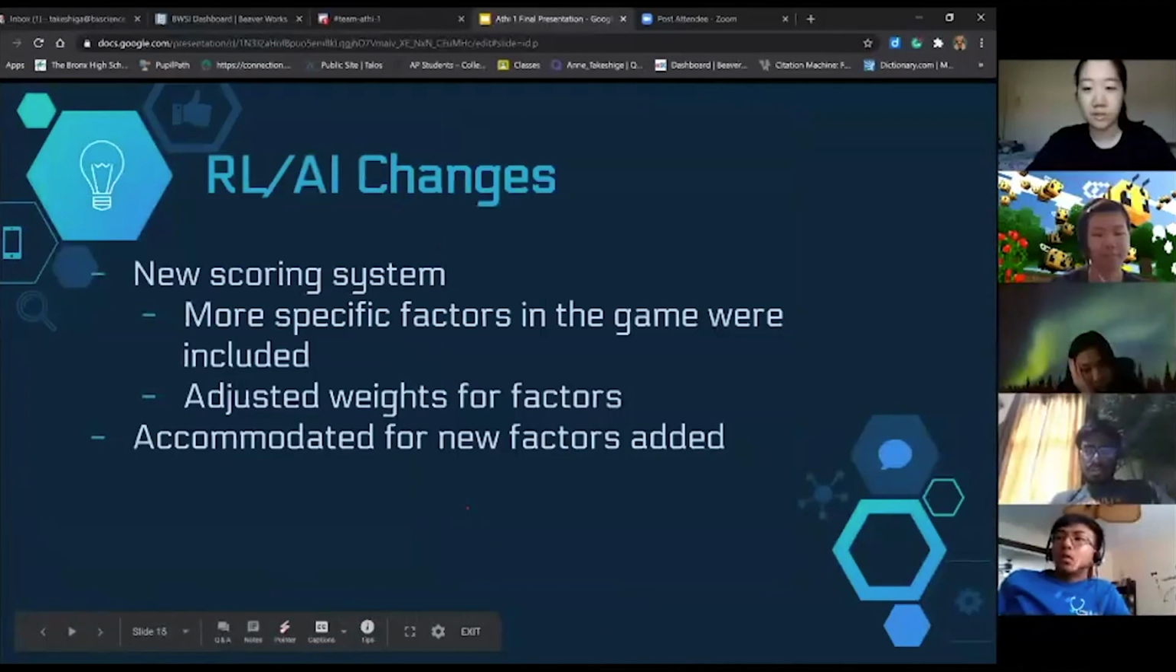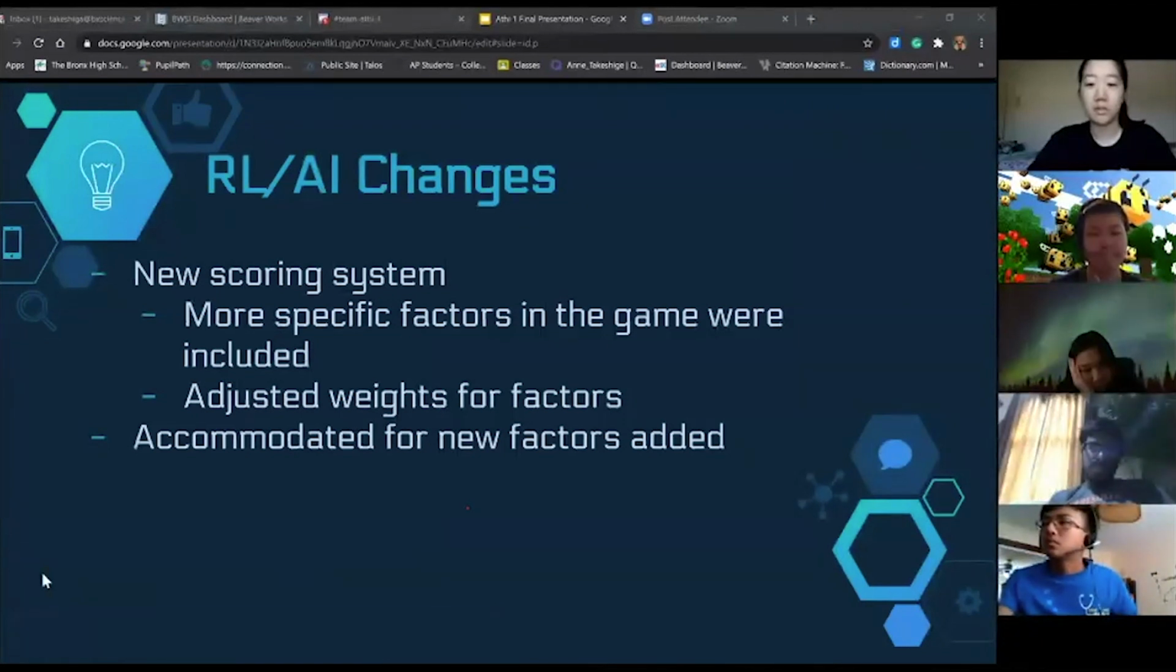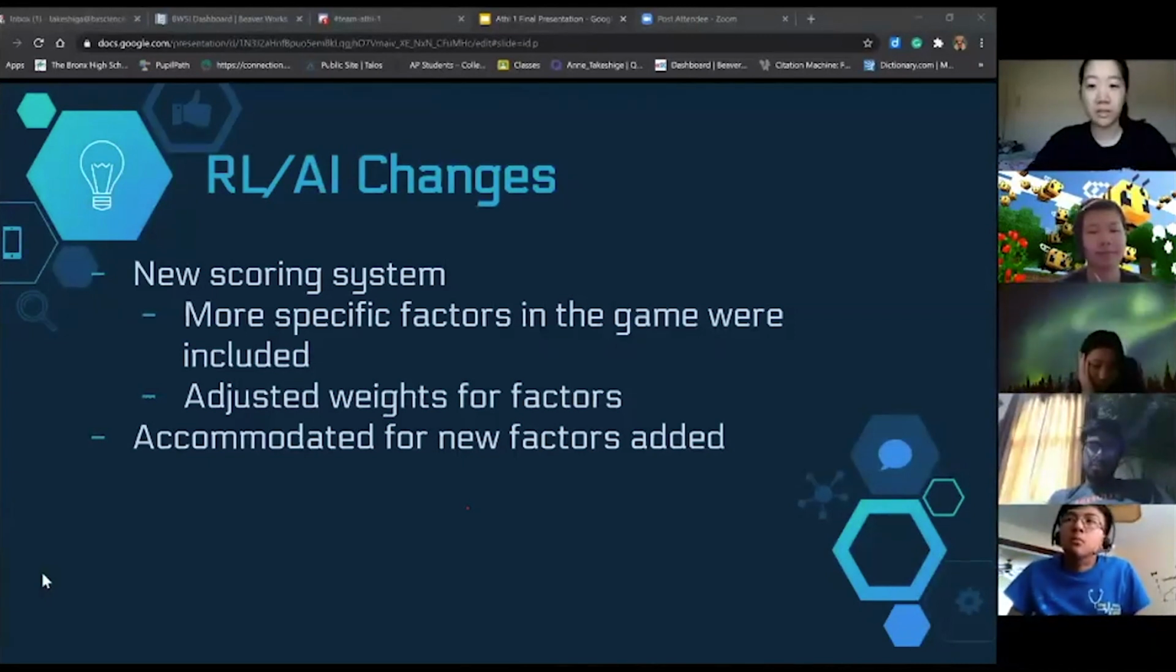So now we move on to the RL and AI changes that we made. So we basically came up with a new way to calculate score in the game. So we use more specific factors, which makes the way the score is calculated more clear. And they also accurately reflect to what extent we see factors as beneficial or detrimental to the score. In adjusting weights for factors, we made immunity the largest positive factor and zombies the largest negative factor.